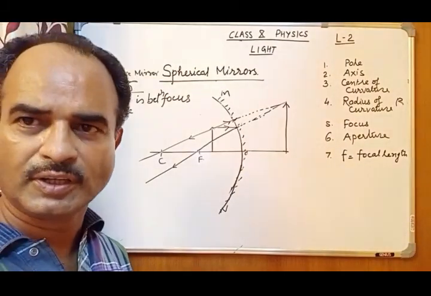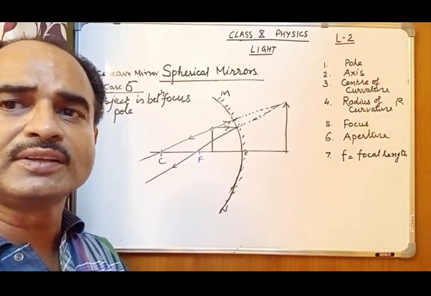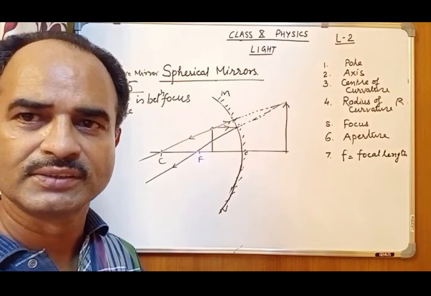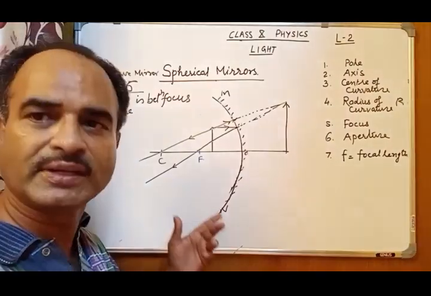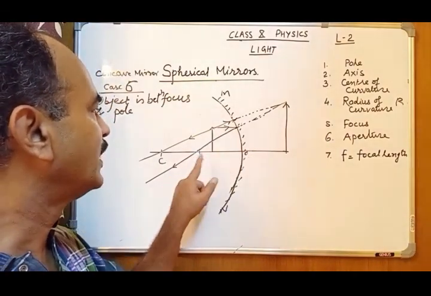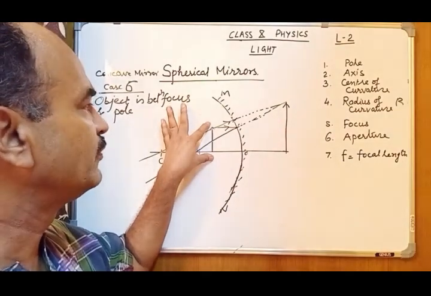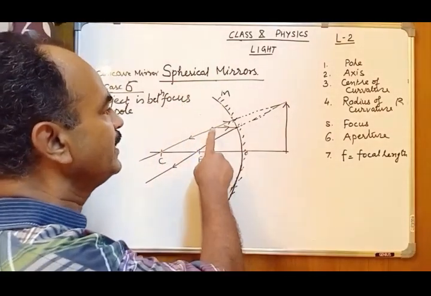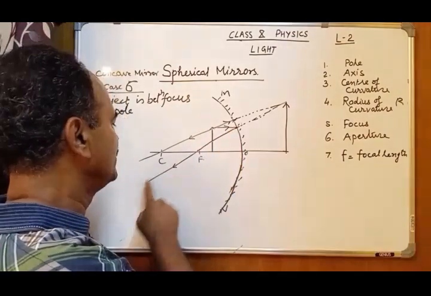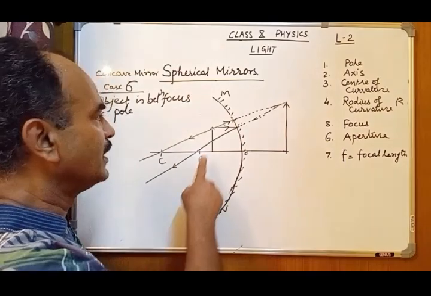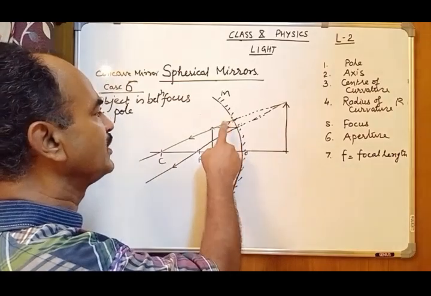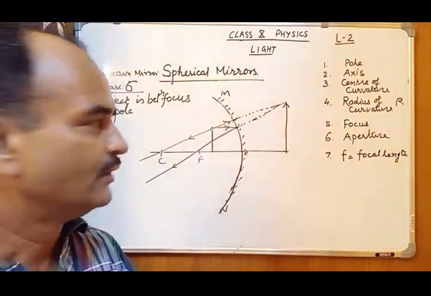The last case of image formation in a concave mirror is when the object is placed between pole and focus. So let's see what happens. This is O, this is F, pole and focus. The object is placed in between pole and focus. One ray that is striking parallel, after reflection will pass through F and go in this direction. Another ray, which is normal to this axis, after reflection will pass through the center of curvature.